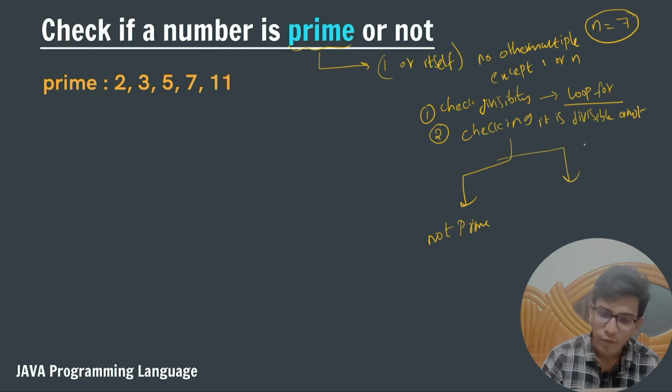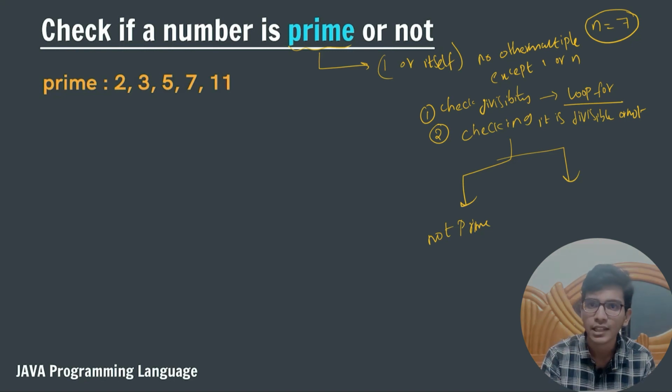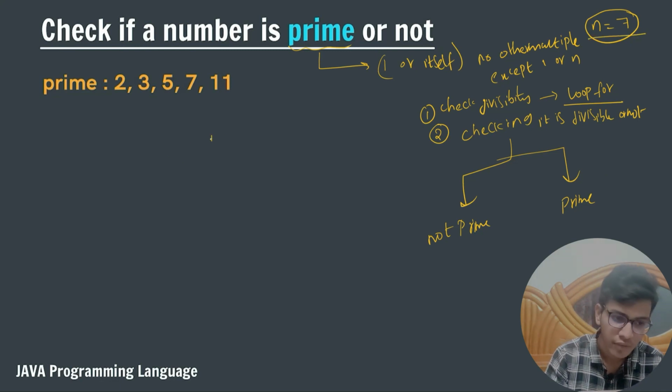If we check all the numbers and the given number is not divisible by any other number, then we can imply that the given number is a prime number. So this is the logic behind it. In our scenario we have taken n equals 7, right? We know that 1 is divisible by all numbers, so we'll run our for loop from 2.